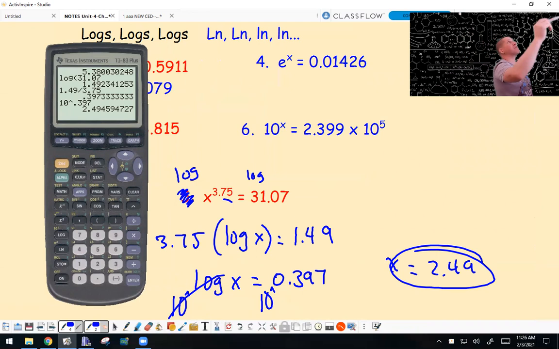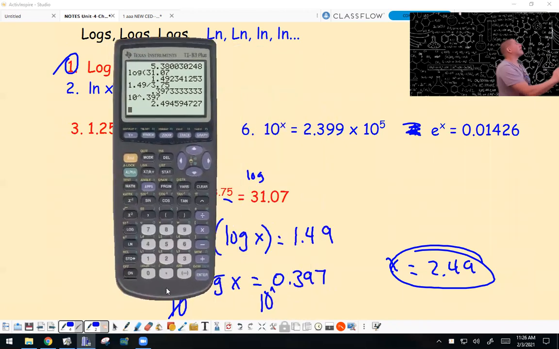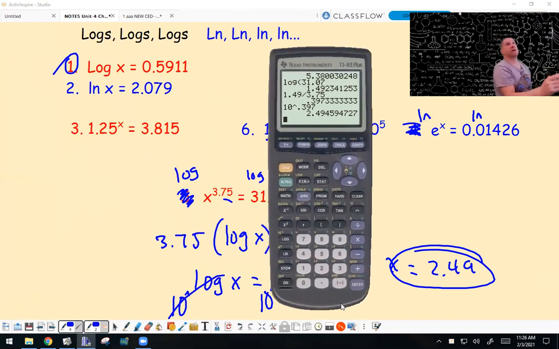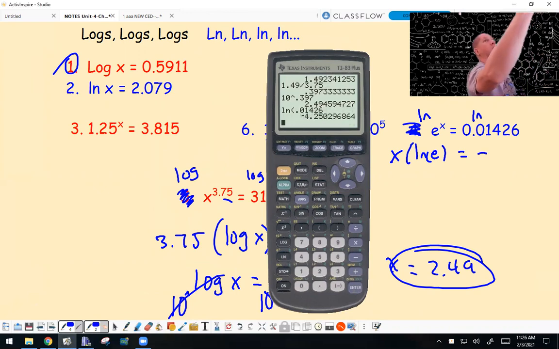So then the last one would be number 4. Again, using that same skill. Now we have both skills involved. I need to get rid of the e. So the way we got rid of the 10 to the x is I take the log of both sides. So now I take the ln, natural log of both sides. So you want to look at it as canceling the e, or look at it as x times the ln of e equals, so now we're not using the log button, but the ln button, 0.01426, and you get negative 4.25.